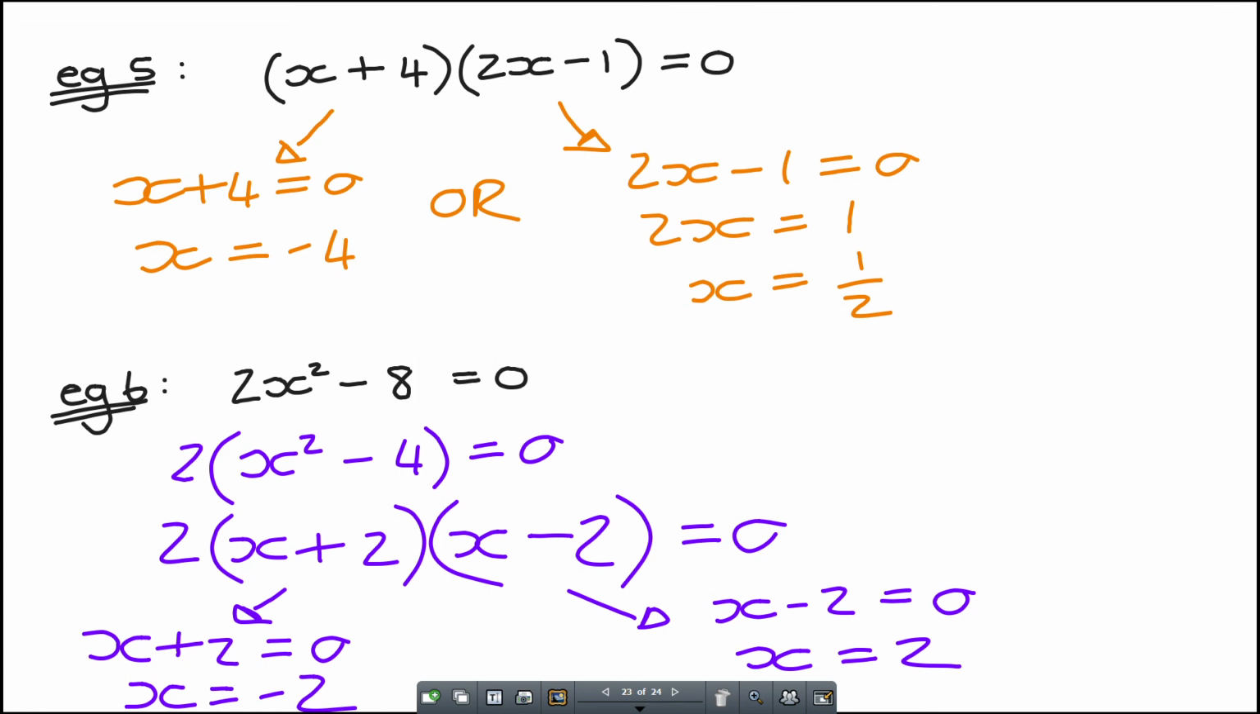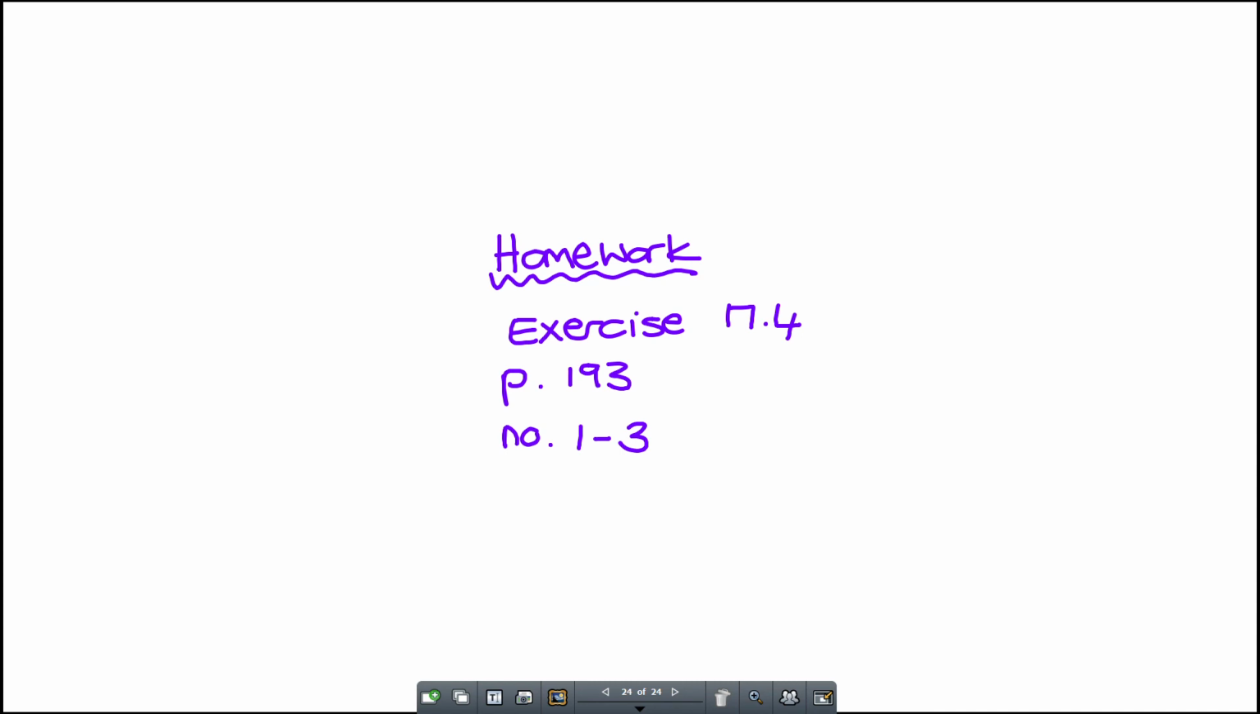Yes. Right, your homework. Homework Friday. What's not done in class becomes homework. So exercise 17.4, you guys are only going to do number 1, 2, and 3. Leave out 4, 5, 6. Right. Any questions?